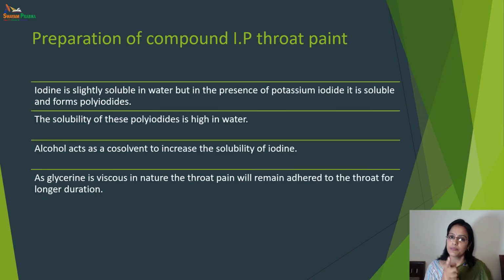So look at the procedure for preparation of compound IP throat paint. Iodine is slightly soluble in water, but in the presence of potassium iodide it is soluble and forms polyiodides. The solubility of these polyiodides in water is higher as compared to iodine, and alcohol acts as a co-solvent to increase the solubility of iodine. As glycerin is viscous in nature, the throat paint will remain adhered to the throat for a longer duration of action.